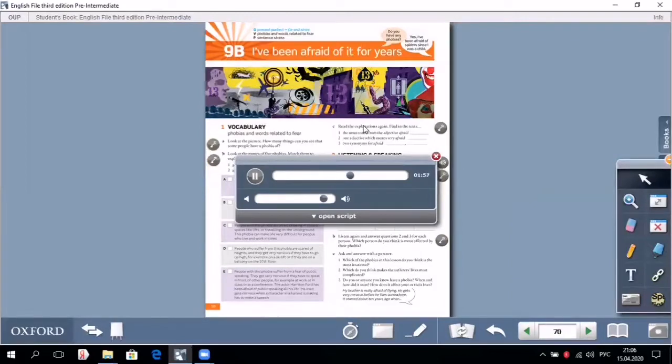How does your phobia affect your life? Well, I can't travel on crowded trains. I never ever travel on the underground because my worst nightmare would be if the train stopped in the tunnel. I also try to avoid lifts. What else? Oh yes, if I'm flying, I must have an aisle seat. I can't sit by the window.